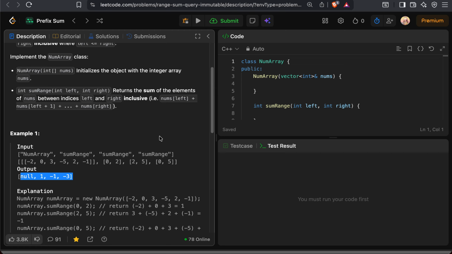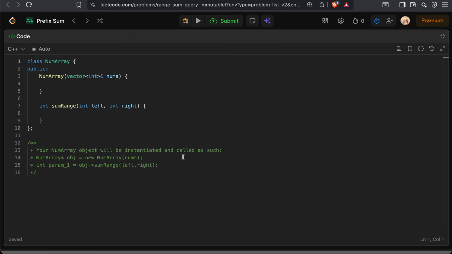Now let's write the code. So first, the function is NumArray. This is called the constructor. When we create our object, this runs first. So this is where we build our prefix array. Think of it like setting up a piggy bank before any questions come. Next is sumRange. From left to right, we use the prefix array to answer in one step.